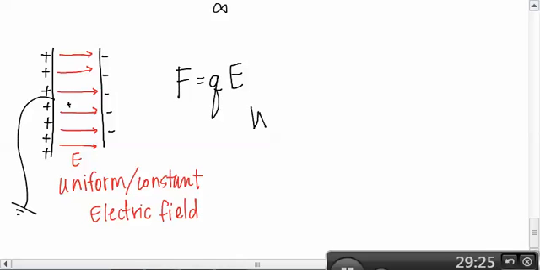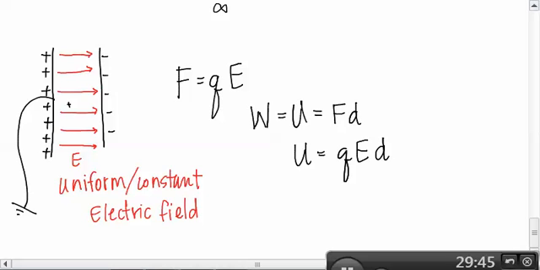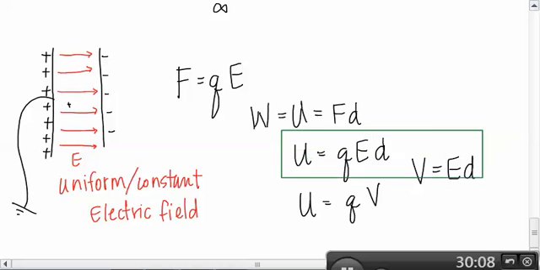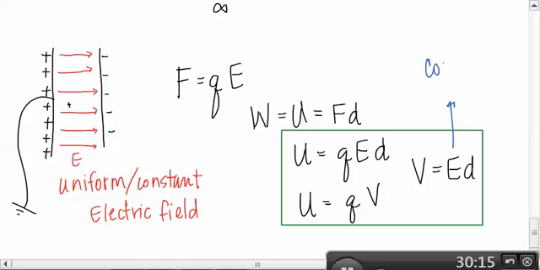And work causes a change in potential energy, and work is force times distance, and force is QE times D. So could we find the change in potential energy of our charge as it moves through this electric field? And if potential energy is equal to QV, then how can I define the voltage of a uniform or constant electric field? ED. So this has to be a constant electric field.